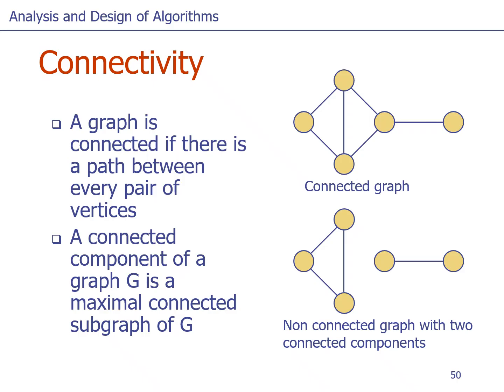Now, we'll also define the notion of a connected graph. So a graph is connected if there is a path between every pair of vertices. Again, a graph is connected if there is a path between every pair of vertices. That means you can go everywhere. Now, a disconnected graph, a non-connected graph, is one where you have components that reside in more than one subgraph, but they are not necessarily all connected to each other, like the one you see at the bottom right here.